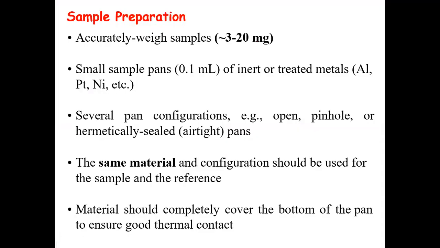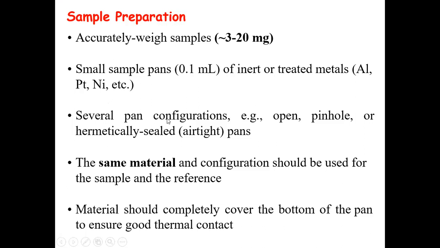Okay, then how to prepare the sample? Like in FTIR, you are preparing a sample in the DSC. How much quantity of your polymer should be taken is important. You will take an accurately weighed sample of nearly 3 to 20 mg of your test material, which is enough. Small sample pans are used, having a capacity of 0.1 ml, made of inert or treated metals like aluminum, platinum, and nickel. And we have different pan types.